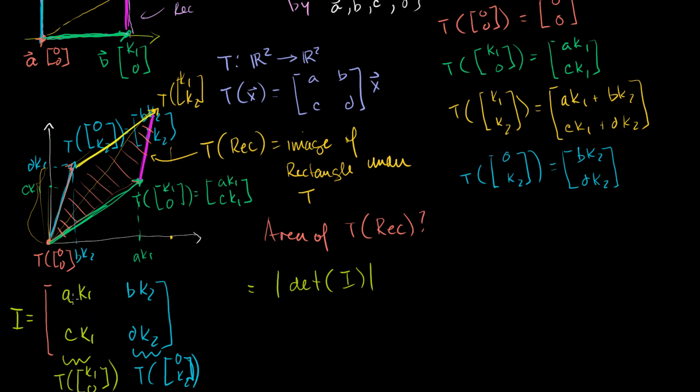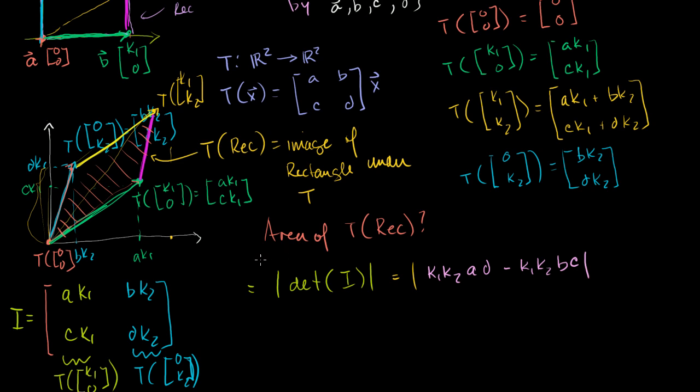Well, what is the determinant of this? Well, this is going to be equal to, got to keep our absolute value signs. So the determinant of this is A K1 times D K2. So we could write this as K1, K2, AD. All I did is multiply that term times that term, minus this term times that term. So minus K1, K2, BC. That's just the definition of the determinant of a 2 by 2 matrix.